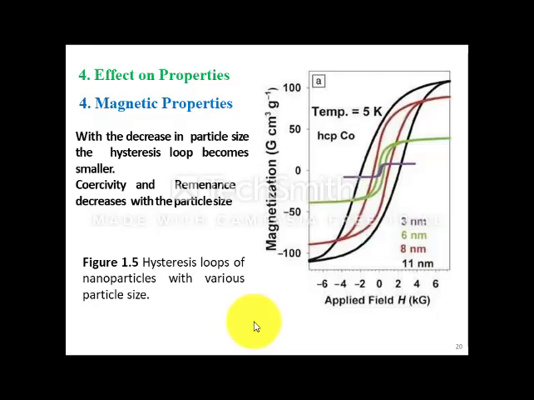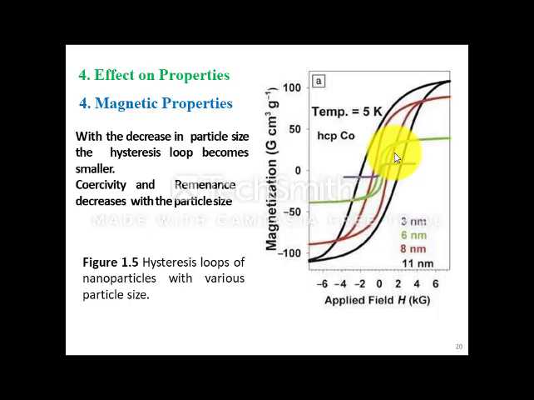Next are the magnetic properties of nanoparticles. Magnetic properties of nanoparticles also depend upon the size of the nanoparticles. As an example, the magnetization curves, which are also called hysteresis loops, or it is called coercivity and remanence. These are shown in this figure.